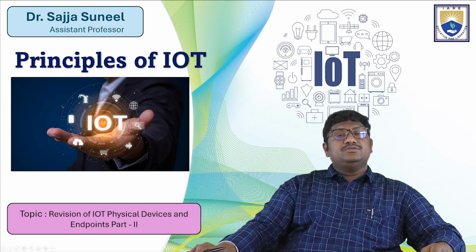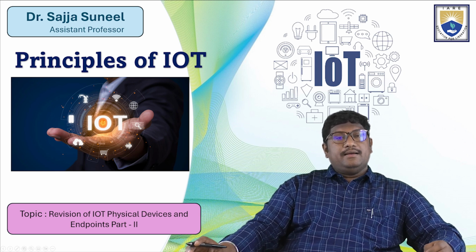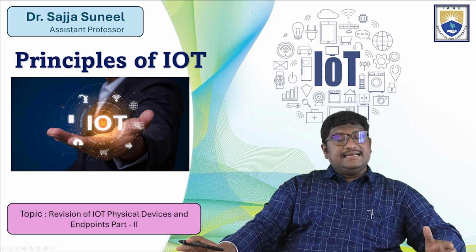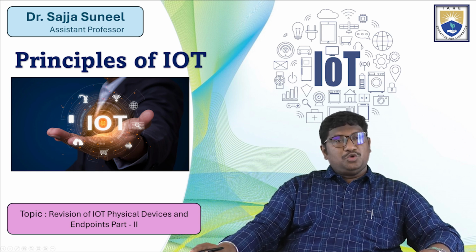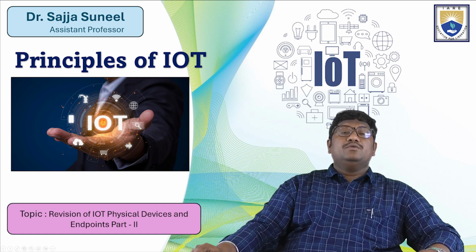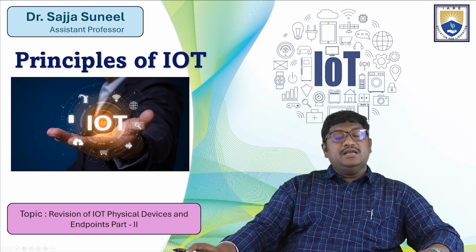Today I am here to discuss IoT physical devices and endpoints. In this topic, I am going to revise what exactly the interfaces are, such as UART, which is a serial communication. Synchronous and asynchronous serial communication exist: UART is asynchronous, whereas SPI and I2C are synchronous serial data transfers. Now we are going to see them in detail.